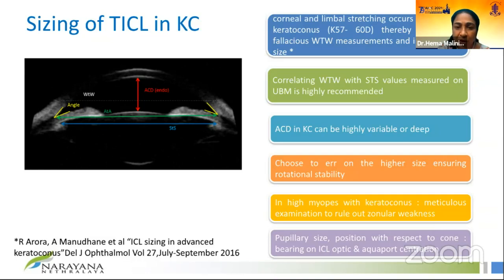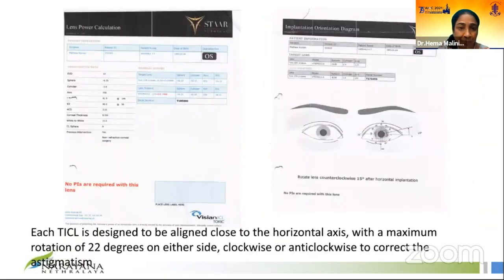Also, in keratoconic eyes, the ACD can be highly variable or deep. And when it comes to eventual choosing of the size, always choose to err on the higher side, which would then ensure a good rotational stability of the lens post-operatively. And particularly in eyes with a combination of myopia and keratoconus, meticulous examination should be given to rule out zonular weakness also. And like I said, the pupillary size and position with respect to the cone can also have a bearing on the ICL optic and aquaport centration.